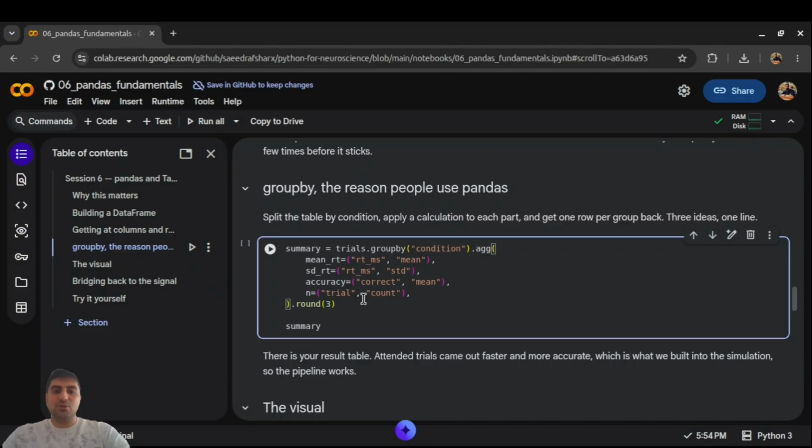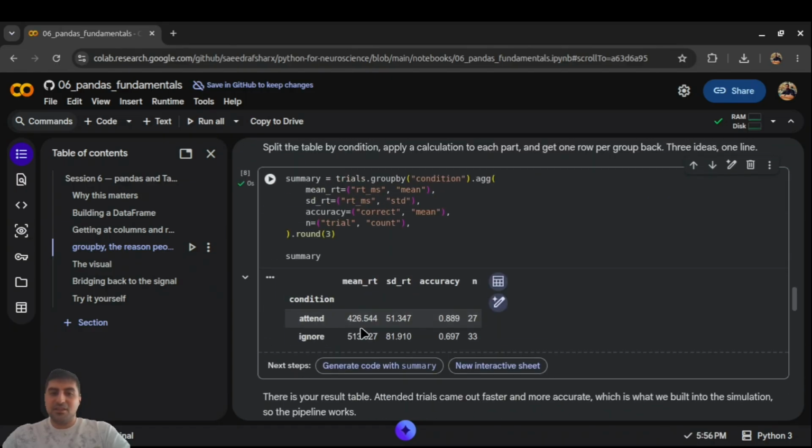The reason people use pandas most often. This is beautiful. Here is the thing that makes this library worth learning. Split the table by condition. Apply a calculation to each piece. Combine the answers into one small table. The pattern covers an enormous fraction of what anybody does with experimental data, and it is in one simple line.